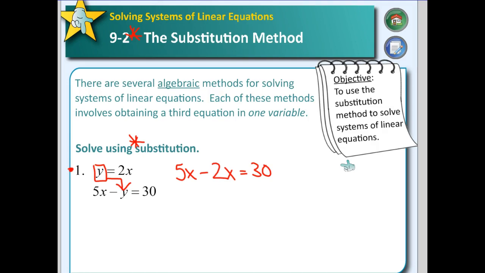All right, and so now what would be my next move? Well, I would go ahead and combine like terms. 5x minus 2x is 3x. 3x equals 30. And if we divide both sides by 3, we get x equals 10.